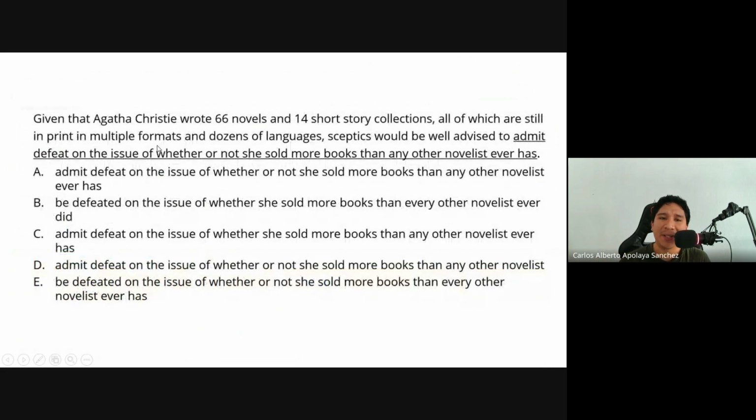Given that Agatha Christie wrote 66 novels and 14 short story collections, all of which are still in print in multiple formats and dozens of languages, skeptics would be well advised to admit defeat on the issue of whether or not she sold more books than any other novelist ever has. Now, another tricky structure. In this exam, you focus not only on grammar but also on the meaning of the message.